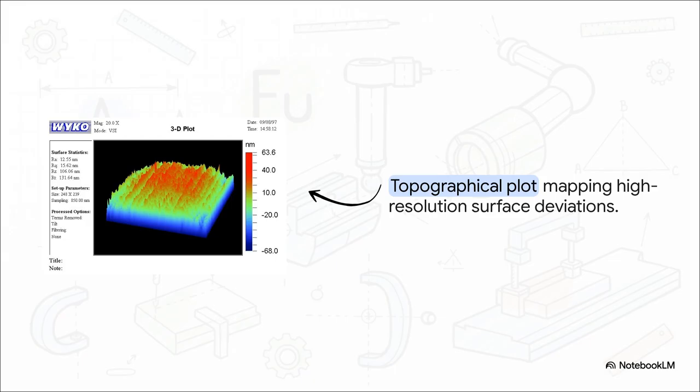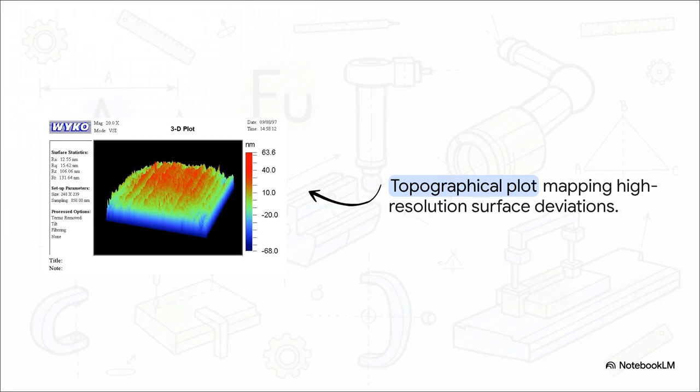And the really crucial part of all this is how we visualize that data once we have it. When you look at a highly detailed 3D topographical plot mapping these high-resolution surface deviations, it's pretty incredible. A modern CMM or optical scanner doesn't just spit out a single boring number anymore. It creates this rich, high-resolution map of the deviations. The red peaks instantly show you where the physical material is higher than the nominal CAD model, and the blue valleys show you where it's lower.